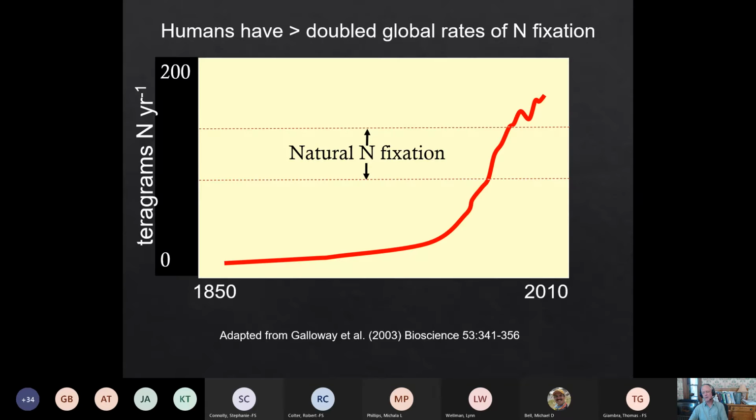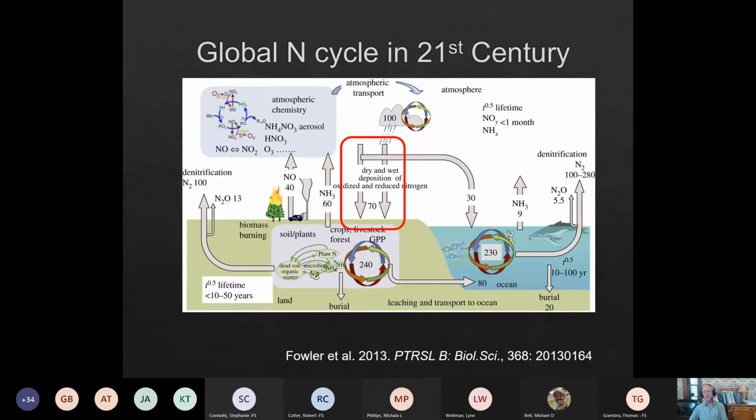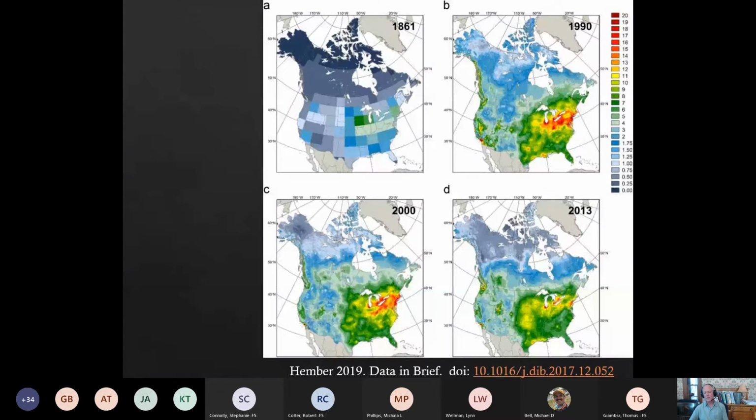You all know the nitrogen cycle, so I'm going to fly through it. We've more than doubled rates of nitrogen fixation globally, and that doubled fixation, driven by fuel from internal combustion, point sources, and non-point sources from agriculture, is deposited back on the landscape as wet and dry deposition, but it's not deposited evenly across the Earth. Therefore, we need to understand the impacts in a spatially explicit manner.